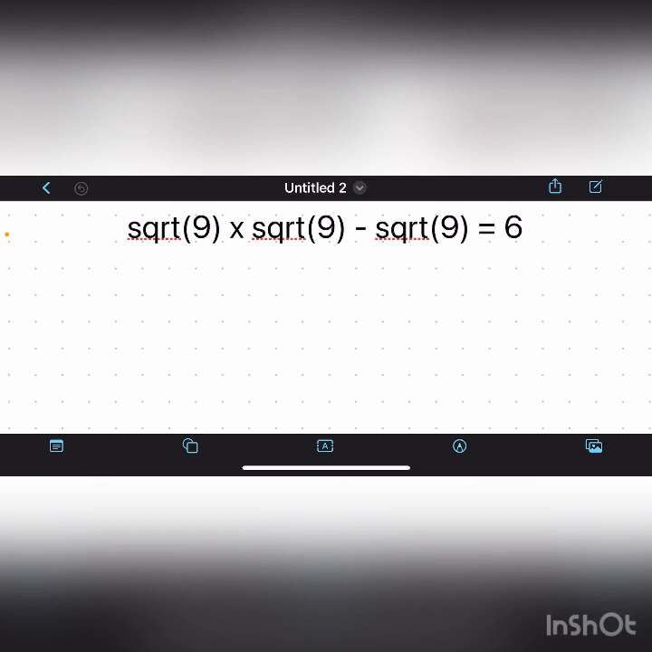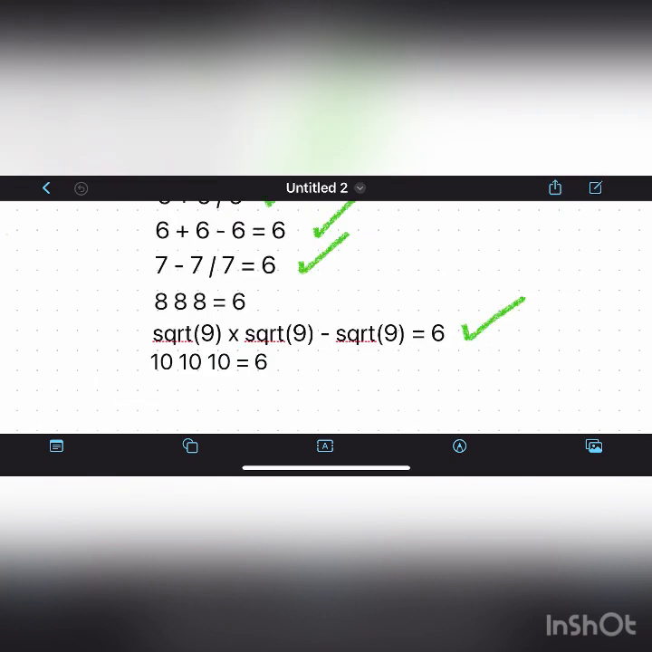Okay, so this one definitely steps up the difficulty, and the answer for this one is the square root of 9 times the square root of 9 minus the square root of 9 is 6. So the square root of 9 is 3, times the square root of 9 is 3 again, so 3 times 3 is 9. And then the square root of 9 is 3 again, so 9 minus 3 is 6.